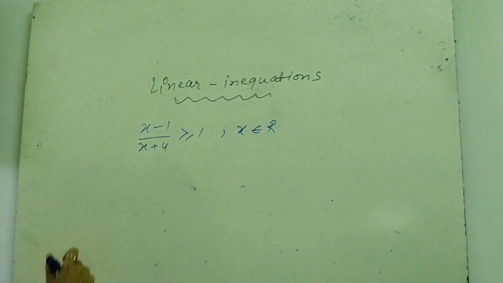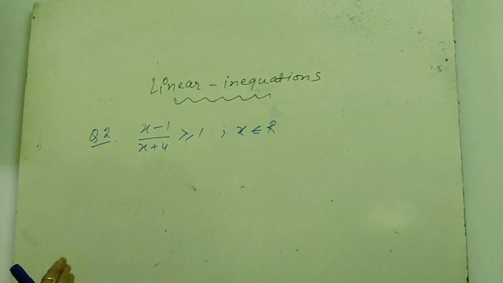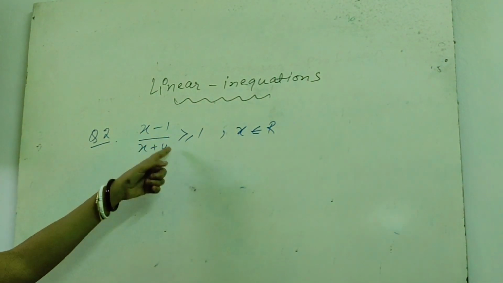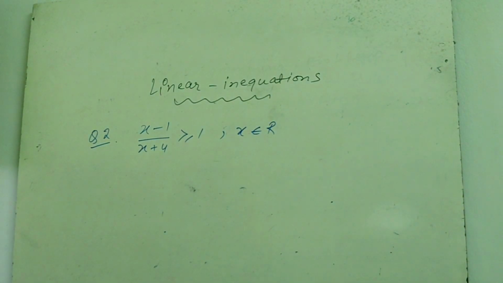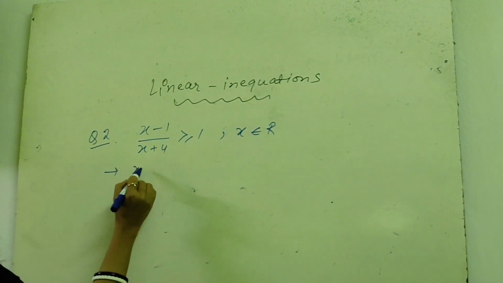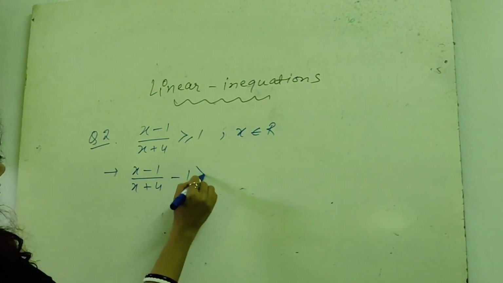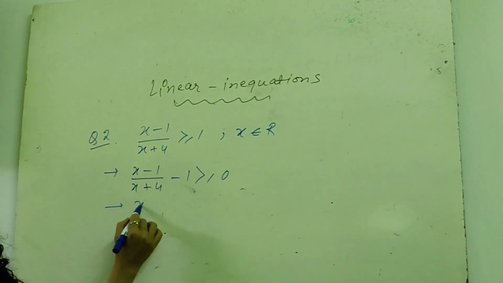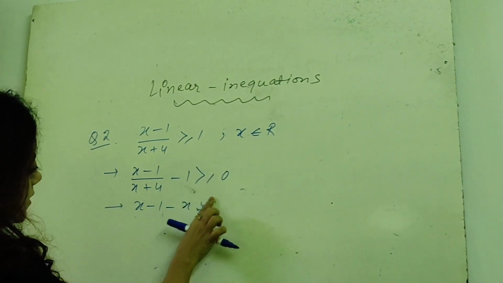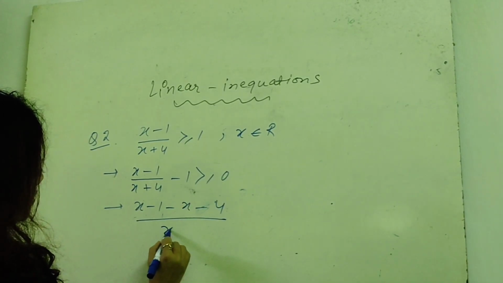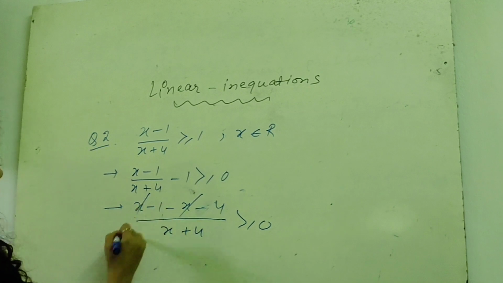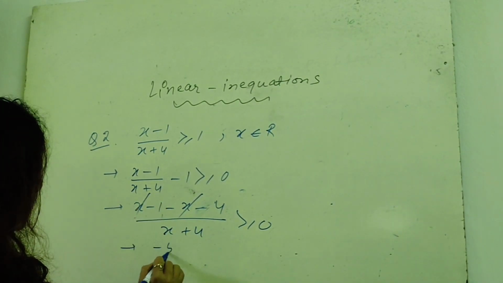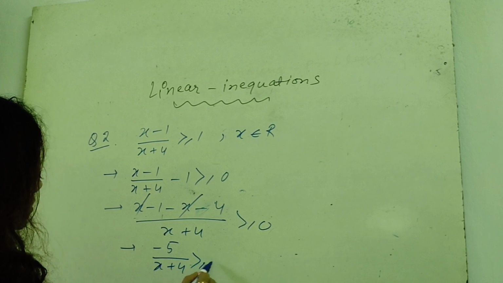See the next question I have written, question number 2. Most of the students make a similar mistake, they cross multiply. They make it x minus 1 greater than or equal to x plus 4. It's a very wrong approach, you never do this. Always make it 0. Subtracting 1, we get that x is cancelled, minus 5 by x plus 4 greater than or equal to 0.